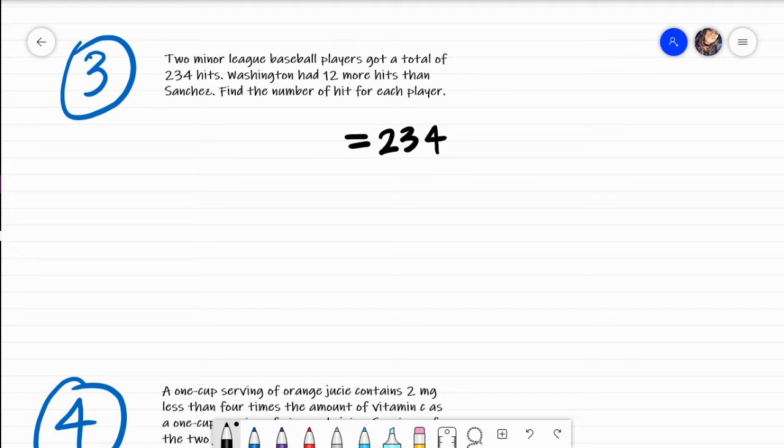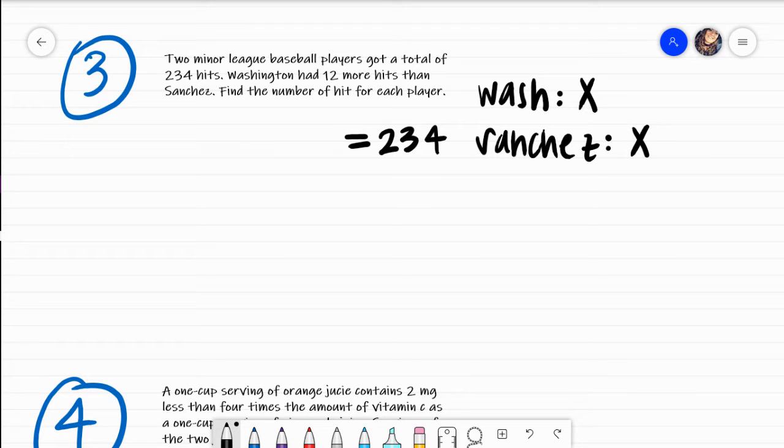Okay, so we have Washington, right? And we have Sanchez. It told me that Washington had 12 more hits than Sanchez. Okay, but what does it tell me about Sanchez? It literally doesn't tell me anything. So that's my unknown, y'all. That's my X. In my equation, that's my variable X. Now, the expression they gave me for Washington was that Washington had 12 more than Sanchez. So that means he has his total amount, and then we're going to add 12 to it.